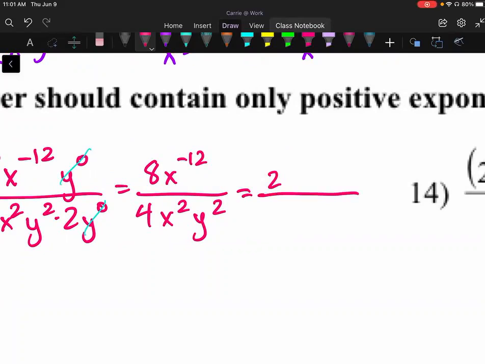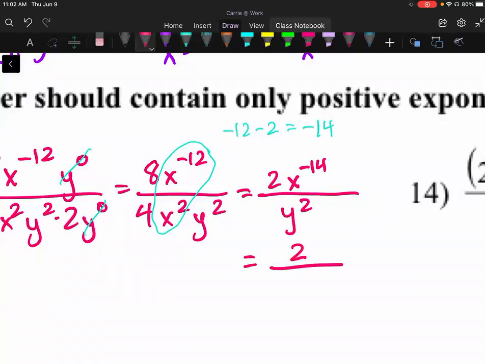And now I'm going to combine these x's here. So we're going to do -12 minus 2, which is -14. That means that it's going to be x to the -14, meaning x is going to go down to the bottom, and y squared just stays down there. It doesn't have anyone to combine with. Now my last step is going to be moving this down to the bottom. So we're going to get 2 over x to the 14th y squared.